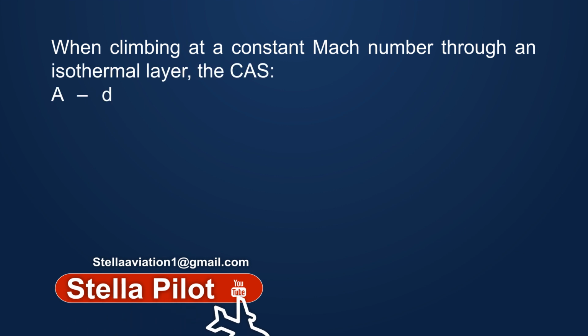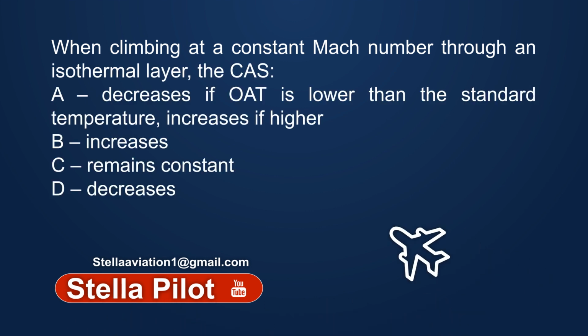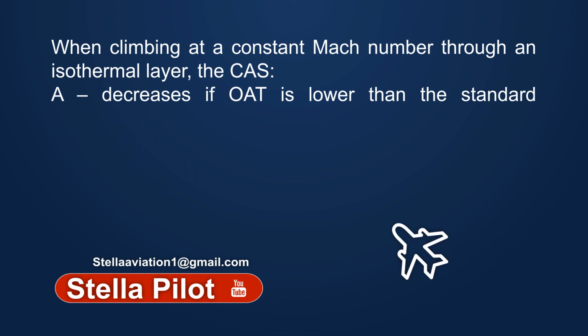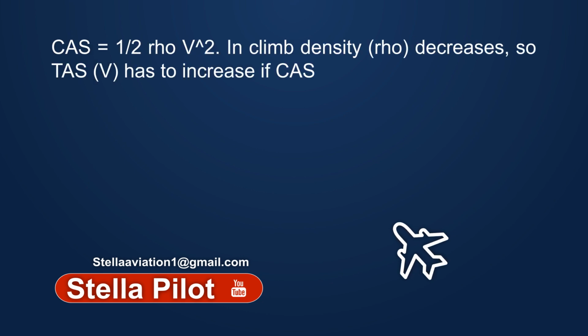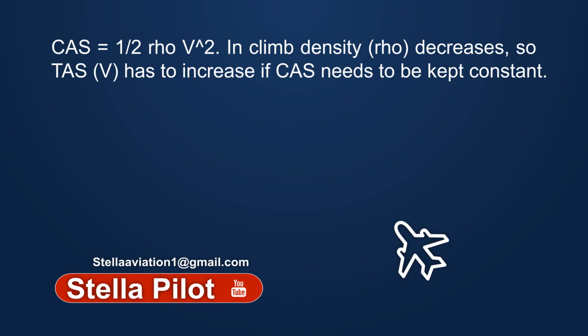About this type of question and isothermal conditions and calibrated airspeed. So, when climbing at a constant Mach number through an isothermal layer, the calibrated airspeed will decrease. We can use this formula about this type of question. As you see, in this formula, in climb density decreases, so true airspeed has to increase if calibrated airspeed needs to be kept constant.